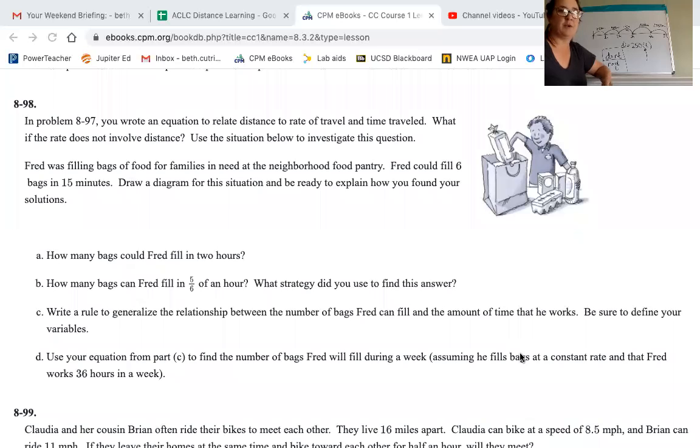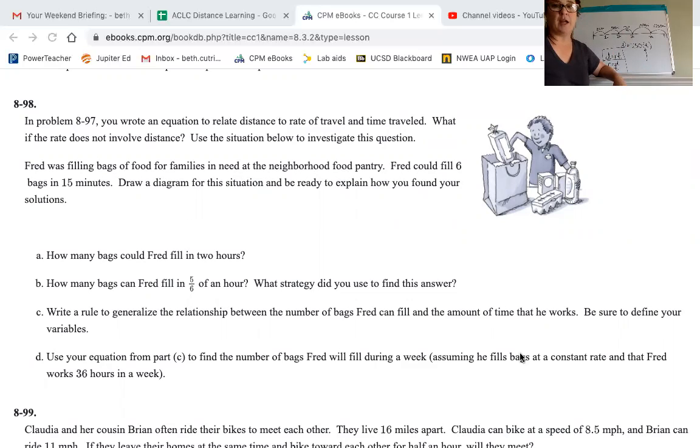In problem 97, you wrote an equation to relate distance to rate of travel and time traveled. What if the rate does not involve distance? So we don't have to have a distance here. It could be something you do per time. You wash your teeth twice a day, can be a rate. 2 teeth brushing per day.